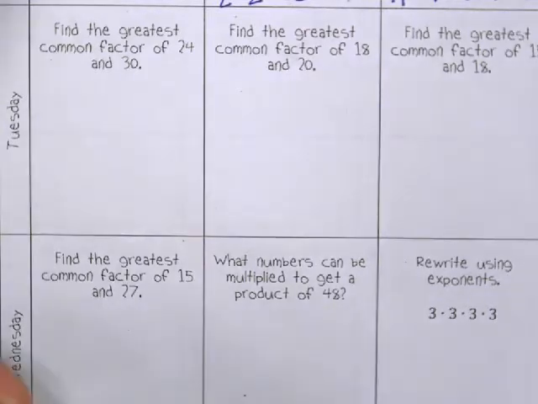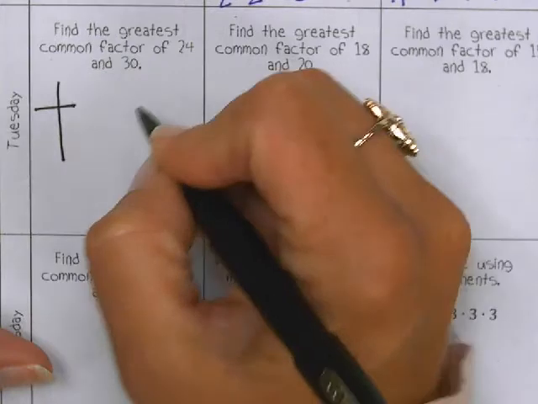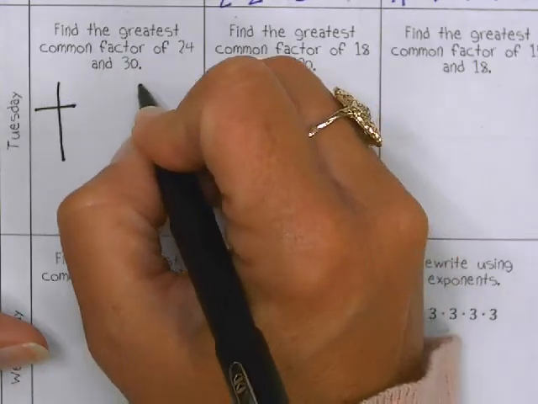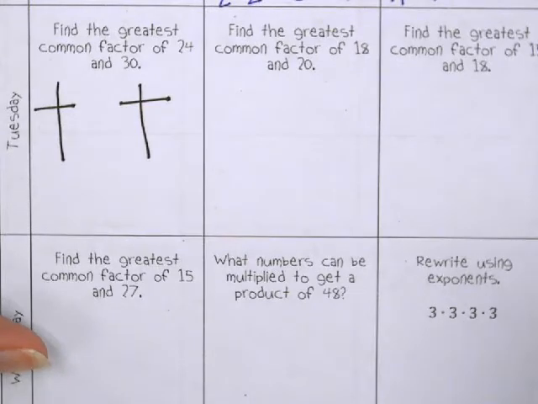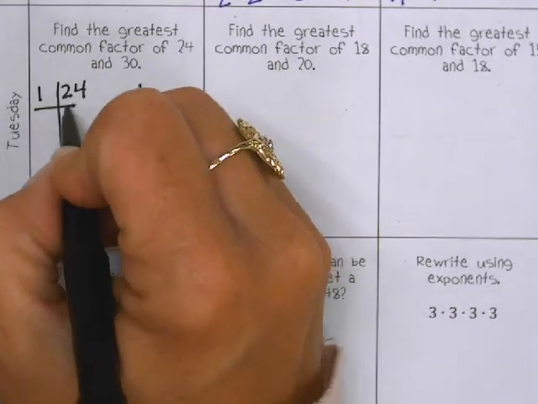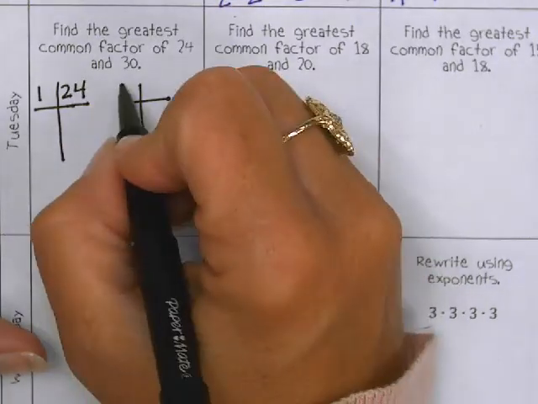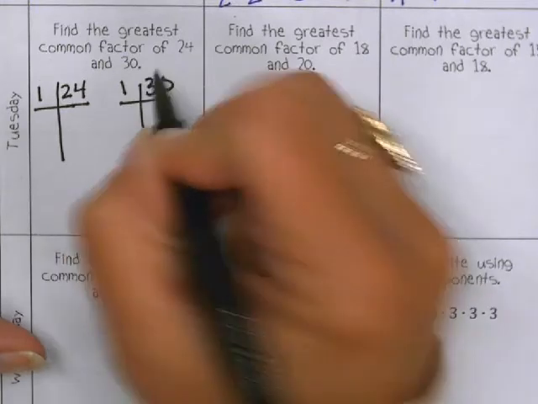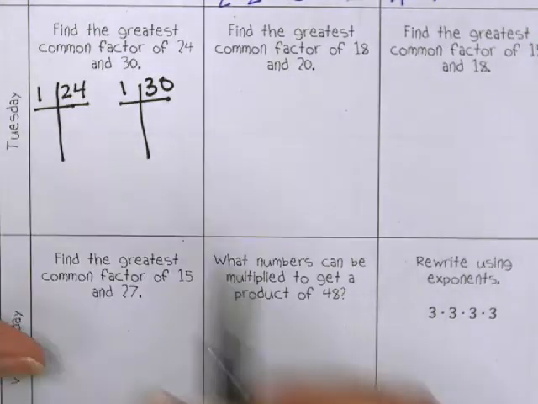So what we're going to do first is just make a T-chart. We did this yesterday on one of our problems. And we're going to make two, right? Because we're comparing two different numbers. We want the greatest common factor of 24 and 30. So I'm first going to write 1 times 24 because I know that 1 times 24 is 24. And then over here, I'm going to go ahead and write 1 times 30 because that's going to be my factors of 30. So let's start with 24.